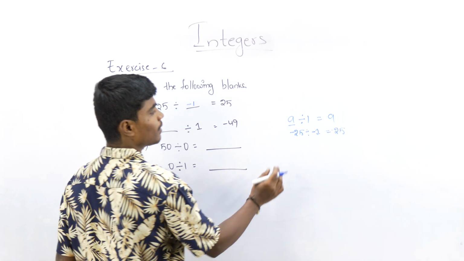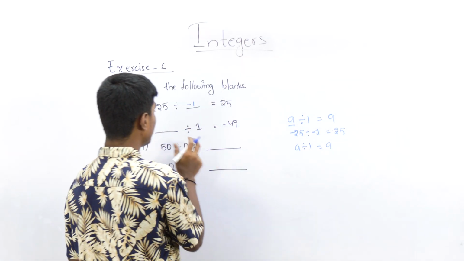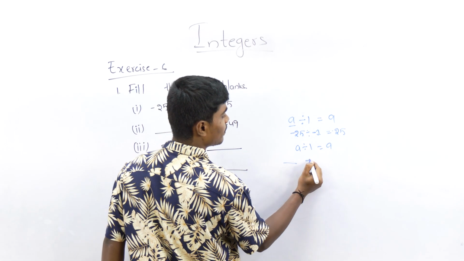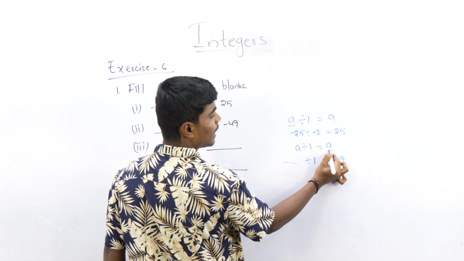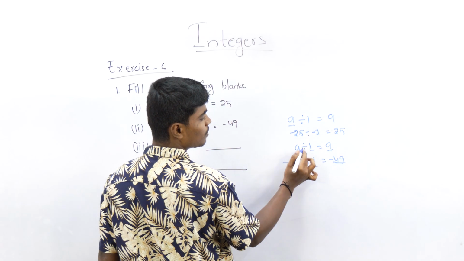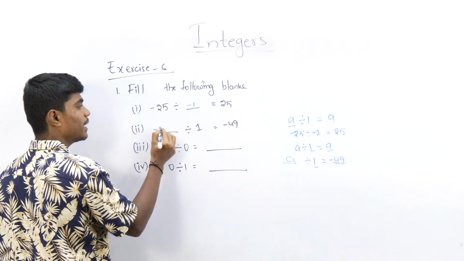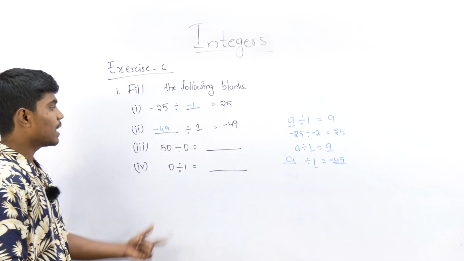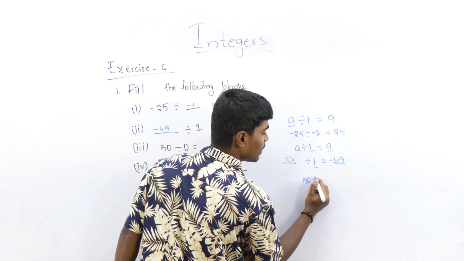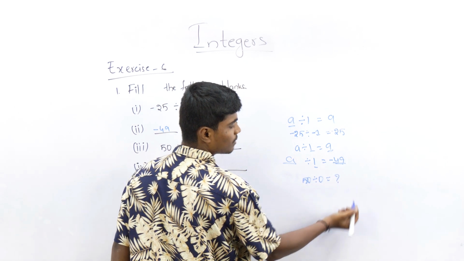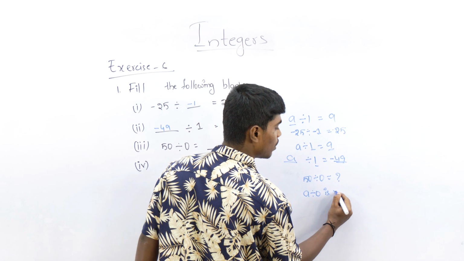In the same way, a divided by 1 is equal to a. Here, blank divided by 1 is equal to minus 49. Here a is minus 49, and divided by 1, so here also a. So the answer is minus 49. And 50 divided by 0. See, 50 divided by 0 is equal to how much? As we know, a divided by 0 is not defined.